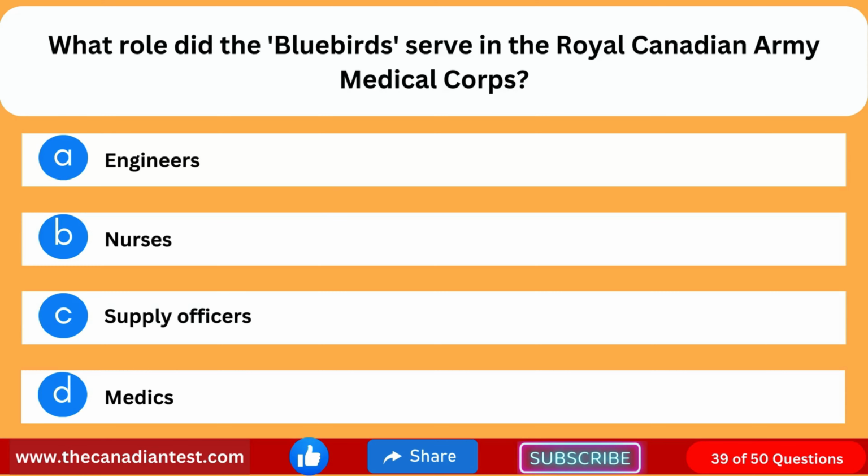What role did the Bluebirds serve in the Royal Canadian Army Medical Corps? Option A: engineers. Option B: nurses. Option C: supply officers. Option D: medics.